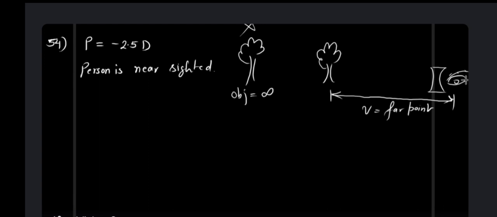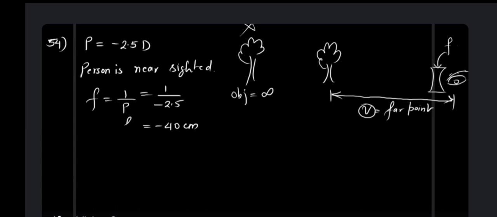So the question is, we have to find out this far point. That means we have to find out V over here, okay? The far point of this person, right? So focal length of this lens which he is using, we already know. We can find out from here because we know the power. Right. So what will be focal length? Focal length will be 1 upon power. That is 1 upon minus 2.5, which is going to be equal to minus 40 centimeters. So focal length of this lens we found out.